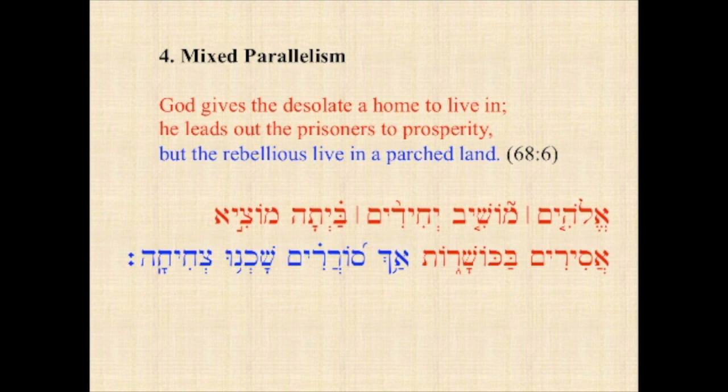Finally, there is something Lowth recognizes that might be called mixed parallelism. Here, the first two lines are parallel to one another. They're synonymous, but the third line is in a contrasting or antithetic relationship. "God gives the desolate a home to live in. He leads out the prisoners to prosperity." This is saying something very similar. And then that whole thing is contrasted to, "but the rebellious live in a parched land."